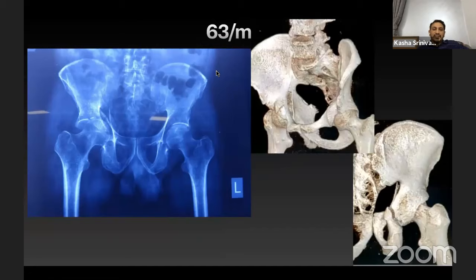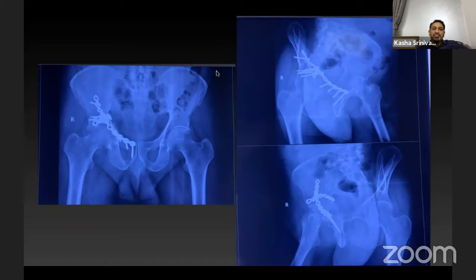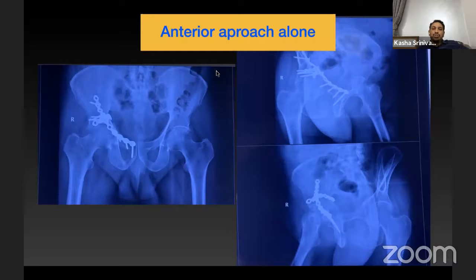Here is another example, a similar kind of case. But there is not much displacement on the posterior side, which was managed through the intrapelvic approach only. And this L plate, shown in the third picture, is buttressing the posterior column part. And that is the reduction achieved, and nothing was used, not even a screw, for the posterior column in this case. Anterior approach alone, and that is the outcome after 1 year.